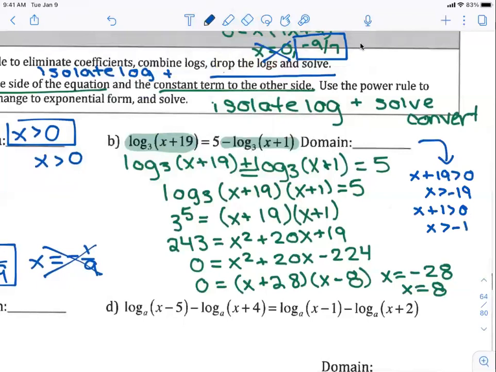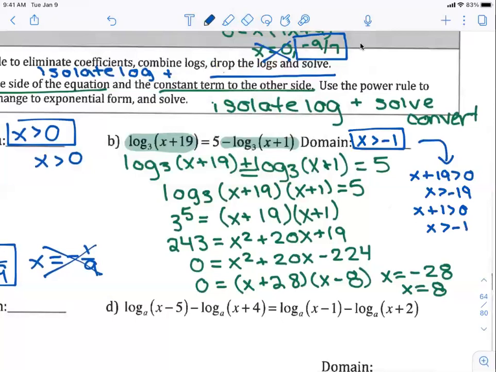So if x is greater than negative 19 and we need it to be greater than negative 1, where do they both overlap? Which is x is greater than negative 1. You can't say x is greater than negative 19, because let's say the number was negative 18. Negative 18 is not greater than negative 1, so it wouldn't work. So it's actually the smallest of the numbers, the one you're going to want to go with.